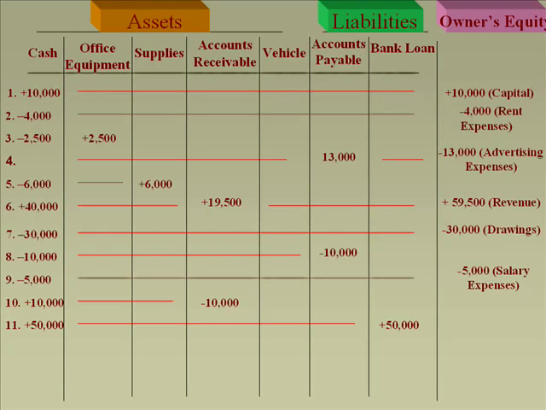The last one. Motor vehicle. You purchased a motor vehicle for $30,000 on account. What's the double whammy? Take your time. You should be really familiar with this now. Here it comes. Vehicle goes up. Vehicle is an asset. It's plus 30. And accounts payable, a liability, goes up because you owe them money.